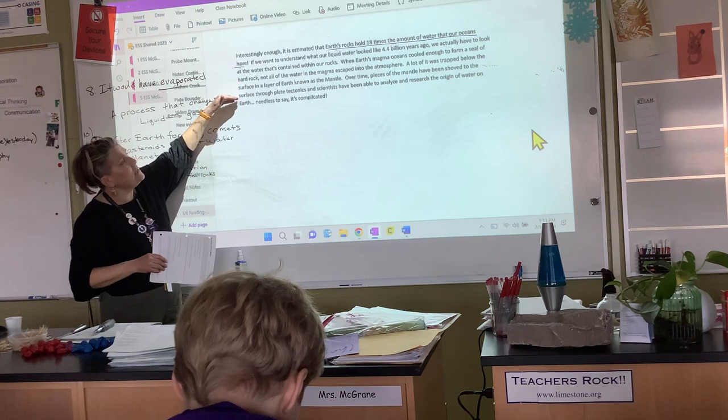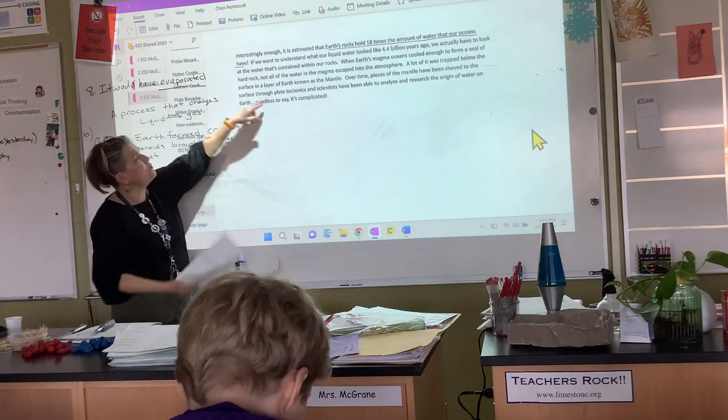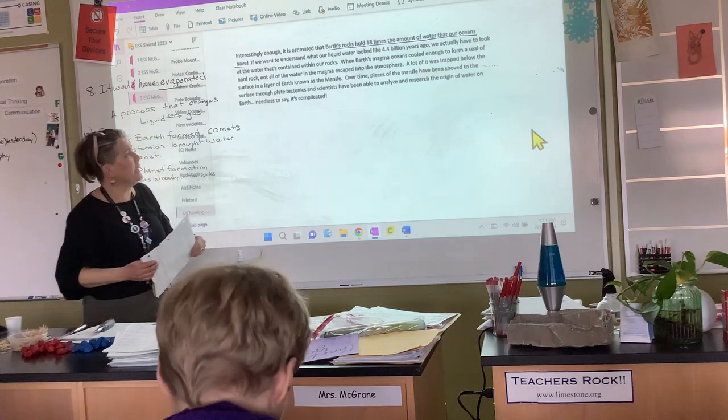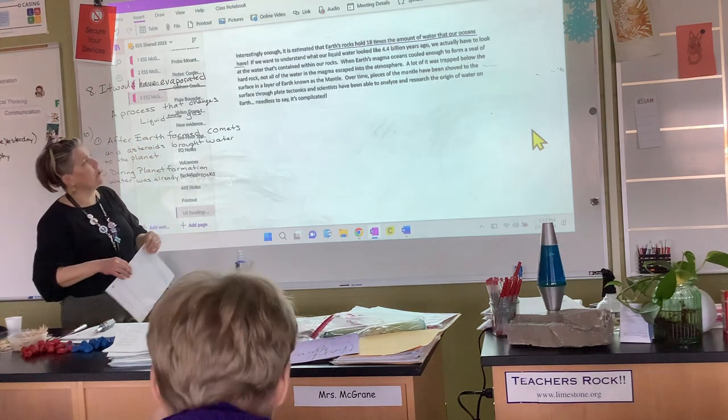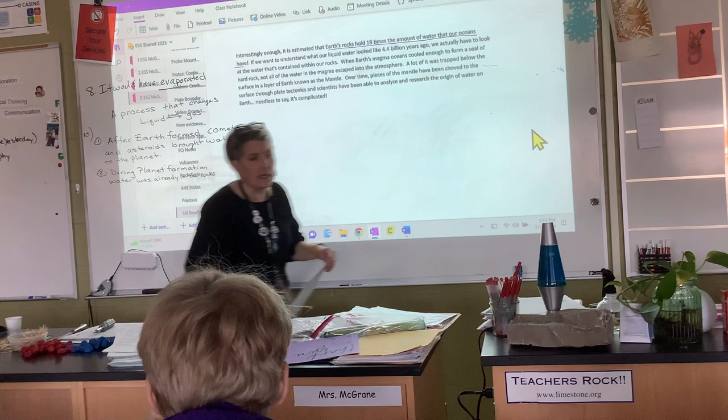Over time, pieces of the mantle have been shoved to the surface through plate tectonics, and scientists have been able to analyze and research the origin of water on Earth. Needless to say, it's complicated, right?